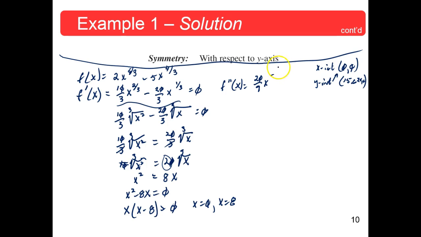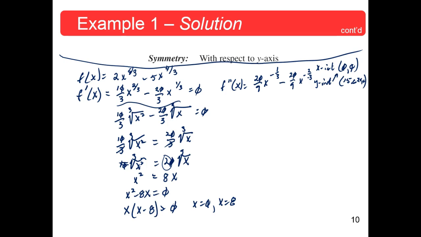Negative 1/3. Right, negative 1/3 minus 20/9 x to the negative 2/3. You're subtracting 3/3 from 1/3, right? That gives you negative 2/3. Okay. Same coefficients here. That looks interesting.